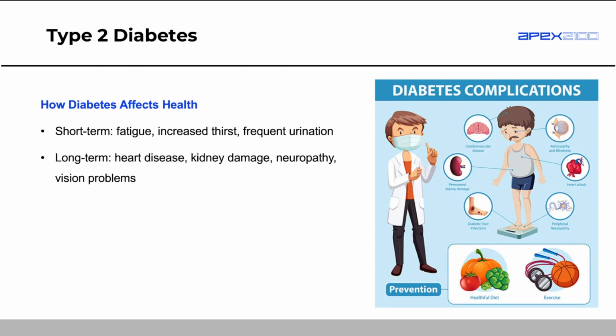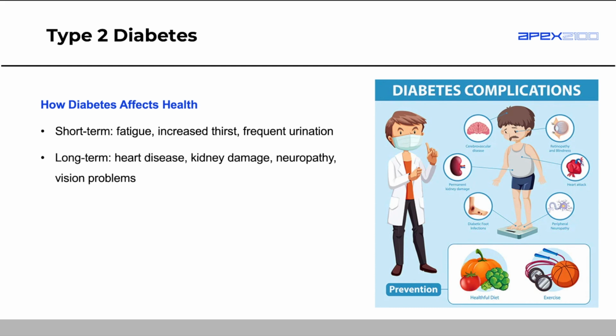A long-term effect of diabetes is also kidney damage or kidney disease. This is called diabetic nephropathy. High blood sugar levels can damage the kidney's filtering system because the kidneys have to work so hard, and that leads to kidney disease, and over time that can progress to kidney failure, and you might require dialysis or a kidney transplant.